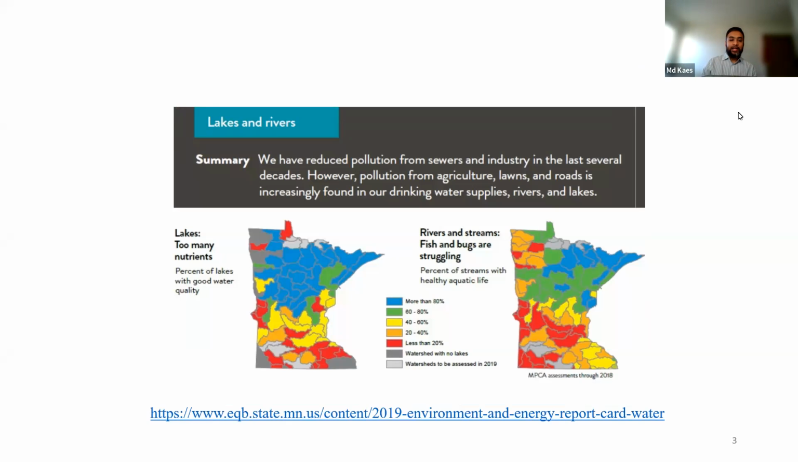So in this slide, the red regions on the left-hand side of the figure show that less than 20% of the lakes have good water quality. Similarly, the red regions on the right-hand side show that less than 20% of the streams of those areas have healthy aquatic life.